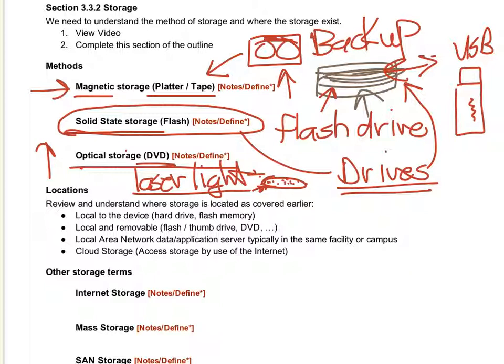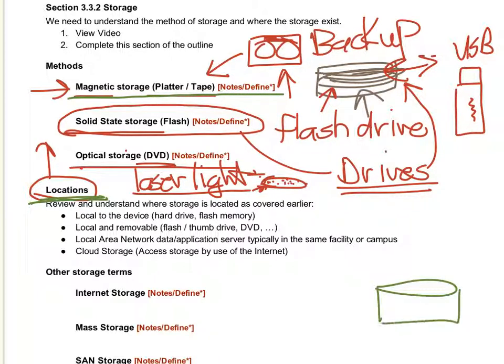Okay, so then you think about location. Where is this being located? So this magnetic platter, that could be in your computer. So it could be local to the device. It could be right in the device. It could be local and removable. You can take a hard drive, plug it into a USB port on your machine. Okay, so it could be removable, or it could be flash drive.